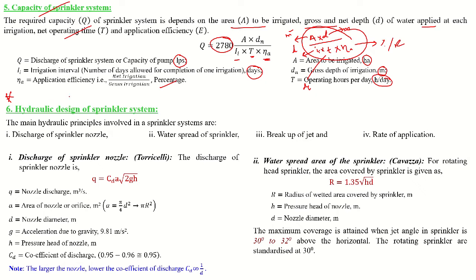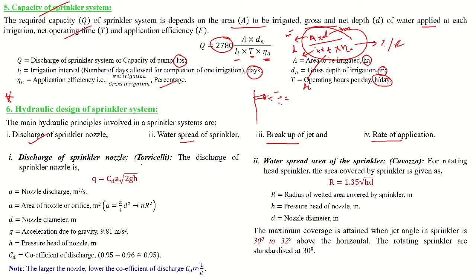So hydraulic design means the sprinkler, if you see the sprinkler, it consists of the nozzle, and this nozzle plays a major role. It will break the water into small drops and it will create the thrust of the water. Okay, here those parameters are: one, discharge of sprinkler nozzle, two, water spread of the sprinkler, three, break-up jet and four, application rate. So first one, let us see the discharge of the sprinkler nozzle.